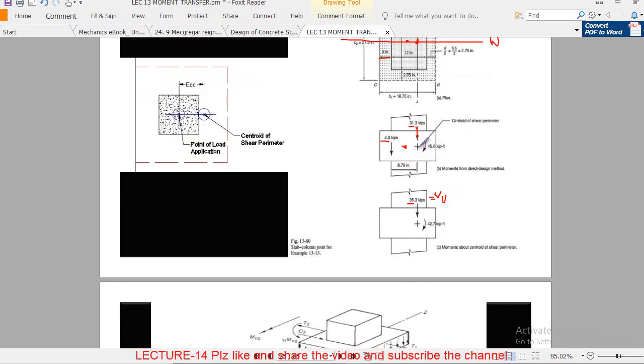But at this point, which is the centroid of the shear perimeter, what will be the net moment if we are considering the effect of this shear? So as you see, about this centroid, it causes a negative moment or an anti-clockwise moment. And this is a clockwise moment.